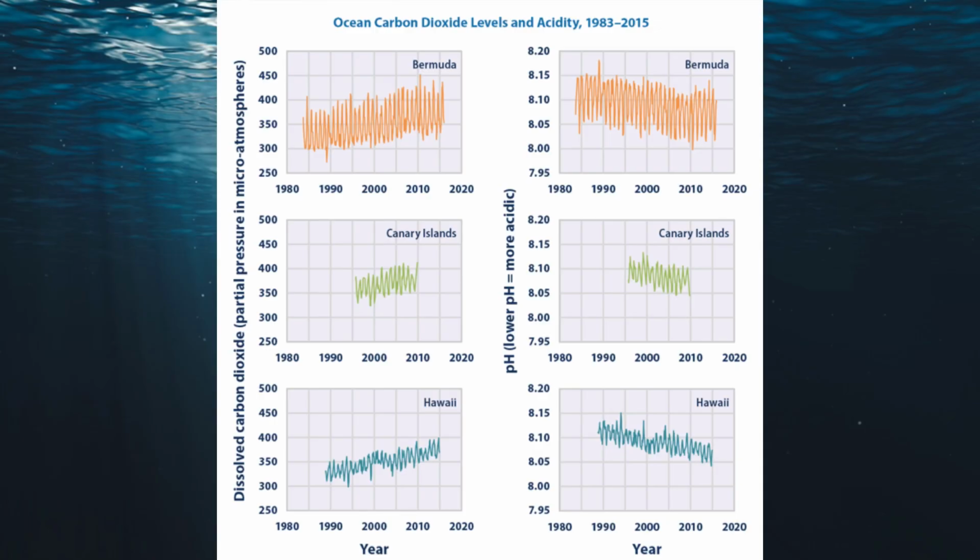For more recent data, a variety of studies look at ocean acidification changes over the last few decades. This graph specifically, done by the EPA, looks at ocean carbon dioxide levels and acidity from 1983 to 2015. As you can see, they were comparing 3 different locations: Bermuda, Canary Islands, and Hawaii, and found significant decreases in pH, or increase in ocean acidity, over just the span of 32 years.